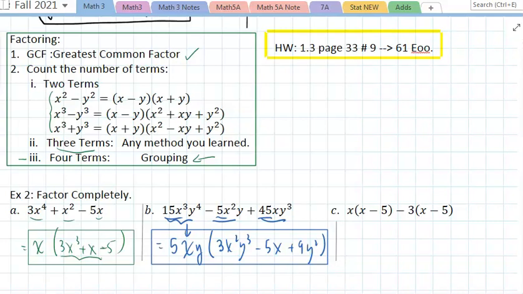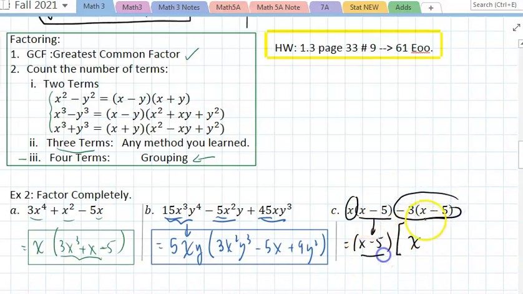And if I look at the last, I notice there are two terms. X minus 5 is common in both. If I factor that out of the first, when I divide those, I'm left with an x. And when I take the second term divided by this, I will be left with a negative 3. And there it is.